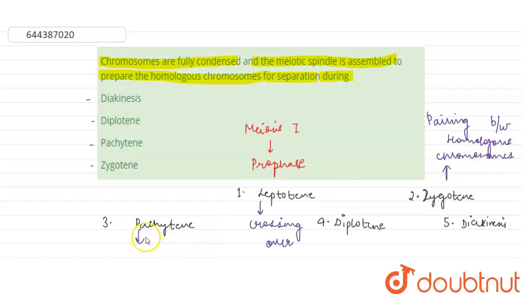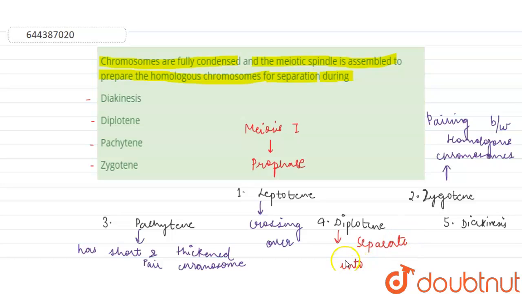The third stage, that is pachytene, has short and thickened paired chromosomes. In the fourth stage, that is diplotene, the paired chromosomes begin to separate into chromatids.